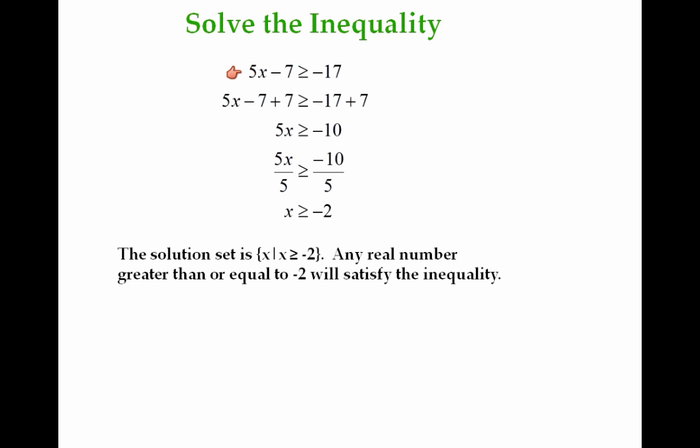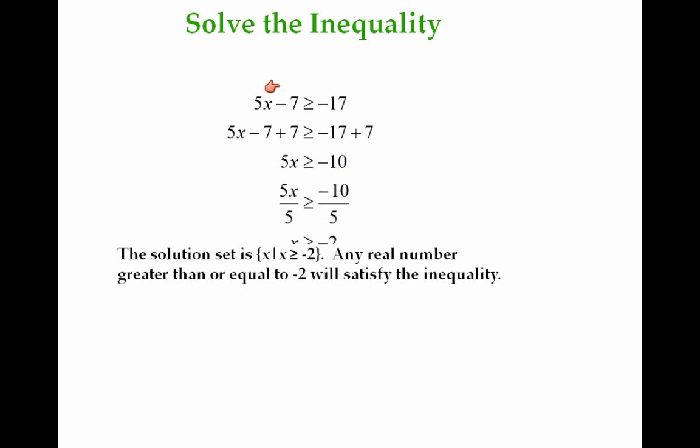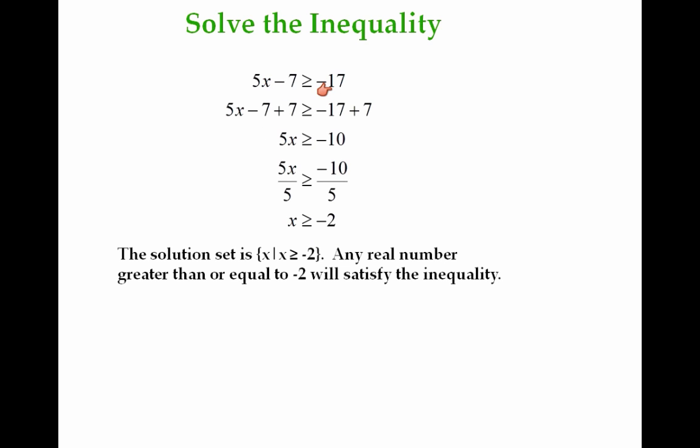Solve the inequality 5x minus 7 greater than or equal to negative 17. We would solve this just like we were solving the equation. We're allowed to add a positive or negative number to both sides of this inequality. So in this case, I'm going to add 7 to both sides of the inequality. We're trying to isolate x. We get 5x is greater than or equal to negative 10.